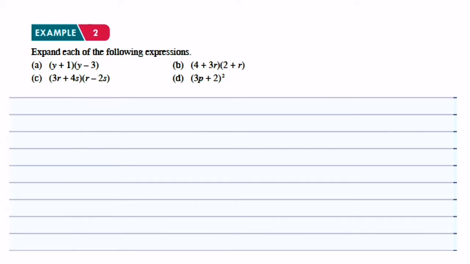Example 2. Expand each of the following expression. A. Y plus 1 times y minus 3. So how to expand? Normally we will do like this. Y times y equals y squared. Okay. Y times negative 3 equals negative 3y.